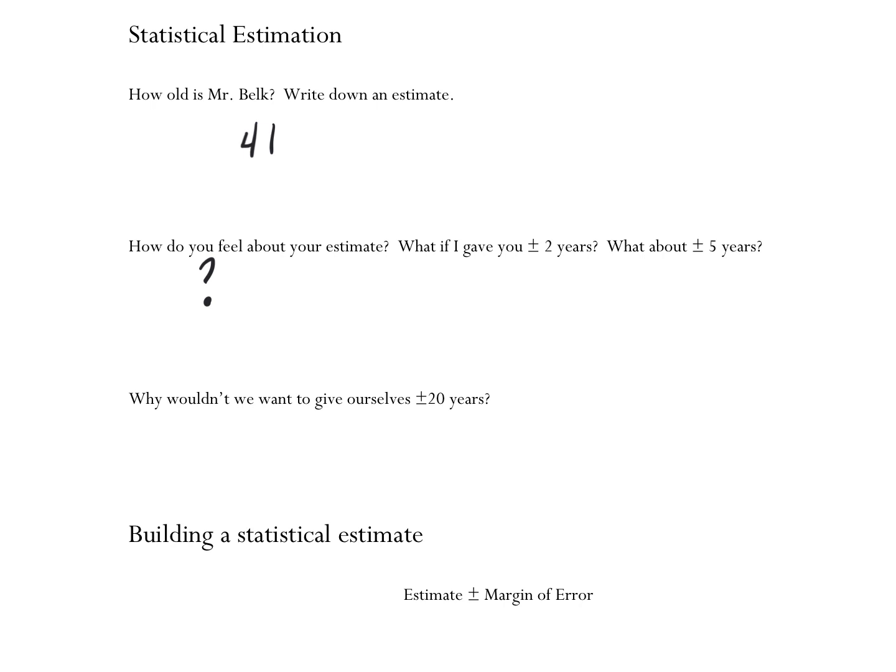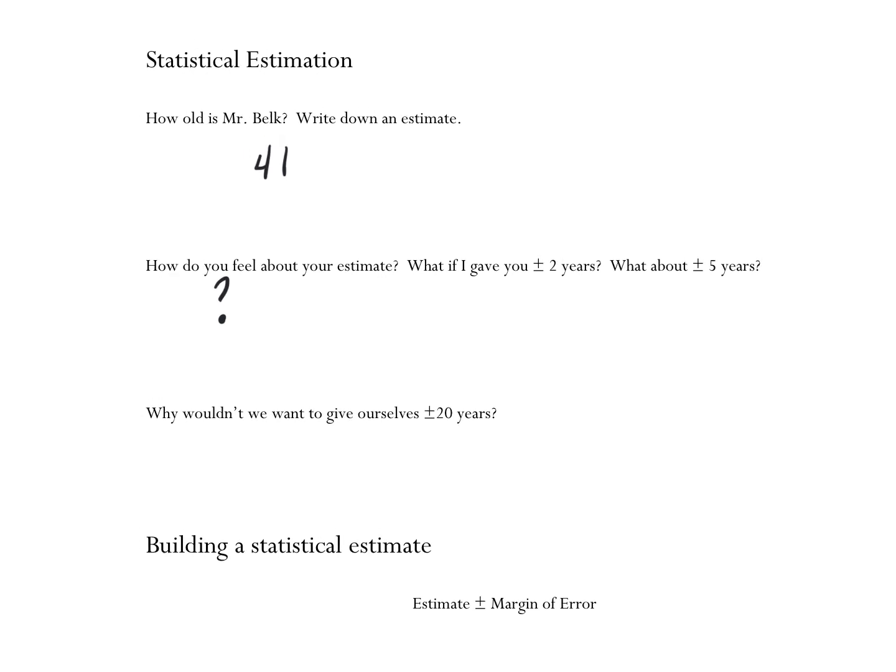So what if when you made that estimate, you were like, I know my estimate isn't going to be perfect. I want to give myself some wiggle room. Okay? So what if we gave each other a plus or minus 2 years? So all of a sudden, my 41 plus or minus 2 years becomes 39 to 43. Should we keep our same number? You should keep your same number.